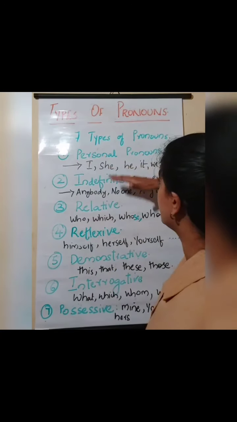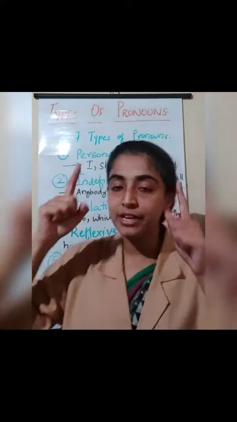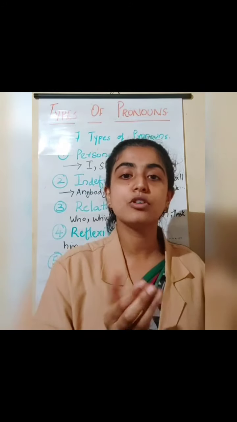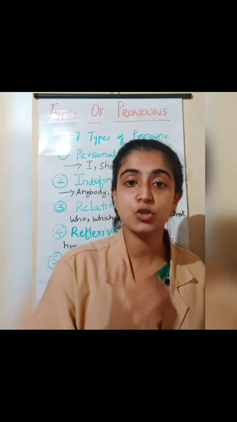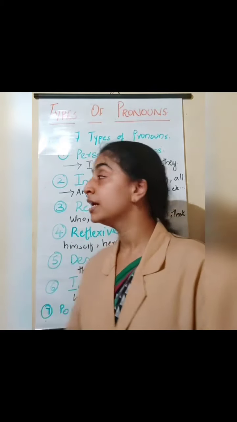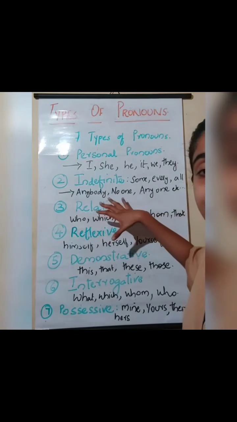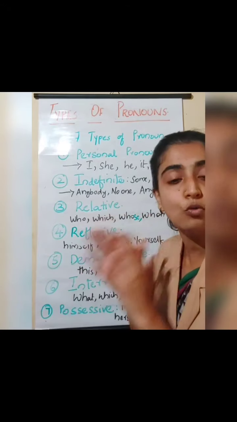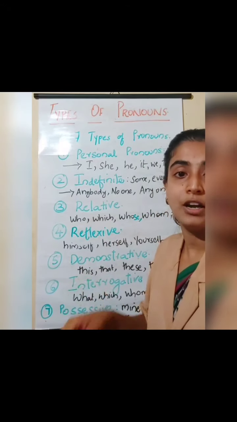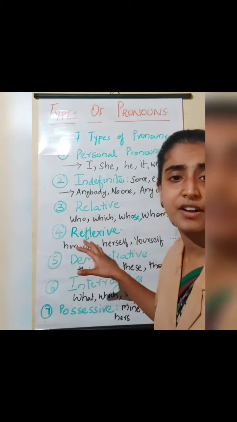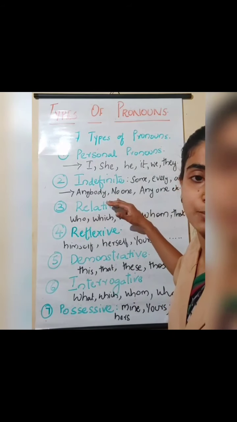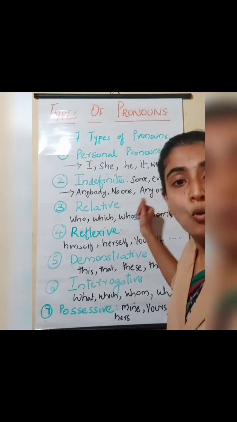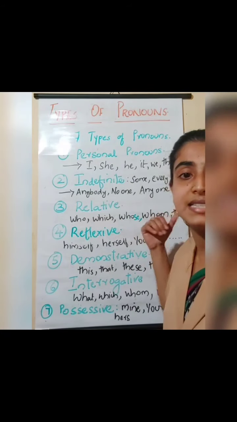So these are the seven types of pronouns. I will recap it again. Personal means in order to refer to a person, we use personal pronouns like I, she, it, we, they, he. The second one is indefinite. Indefinite means if you don't want to refer to a person, or want to talk about something very general, then we use anybody, nobody, everybody, everywhere, nowhere, somewhere, somebody, some, enough.